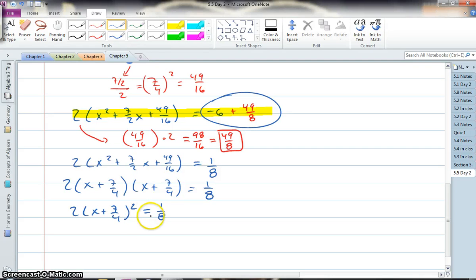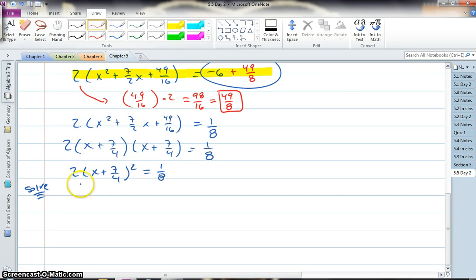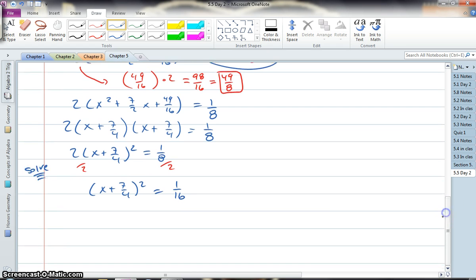So at this point, if I wanted you to put it in vertex form, you could do so. Subtract 1/8, done deal. If I wanted you to solve, in this case, we're going to solve. I'm dividing both sides by 2. Dividing by a number is the same as multiplying by the reciprocal. So 1/8 divided by 2, or 1/8 times 1 over 2, gives me 1/16. Again, use your calculator, check it, make sure you can do that arithmetic.